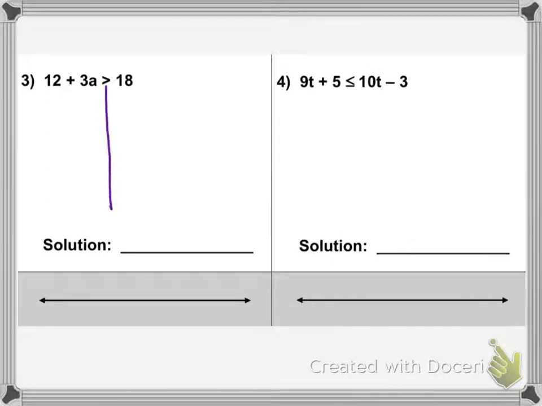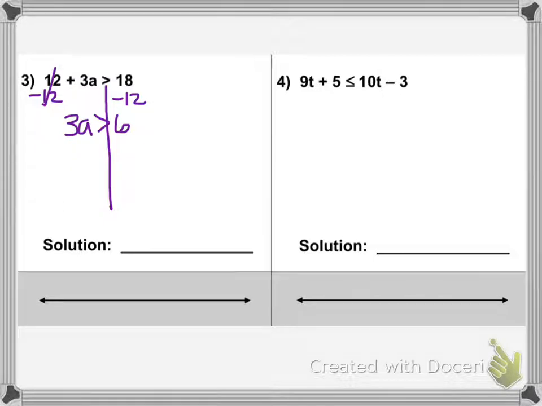Number 3, we've got to get our variable by itself, that a. We've got to get rid of that 12 and that 3. We're going to get rid of the 12 first because that's a constant. We're going to subtract it from both sides. I'm going to bring down 3a, bring down the greater than, 18 minus 12 is 6. Now some students right here might get confused and think, oh, that's a -12, I've got to flip my symbol. Well, that's only if we're multiplying or dividing, and it's only if it's a negative. So I'm just subtracting. I'm not multiplying or dividing, so we're not going to flip our symbol.